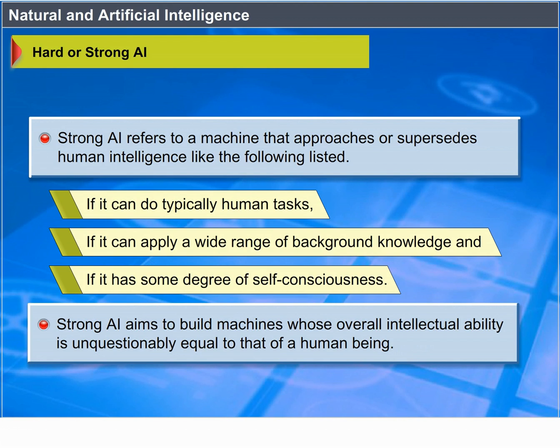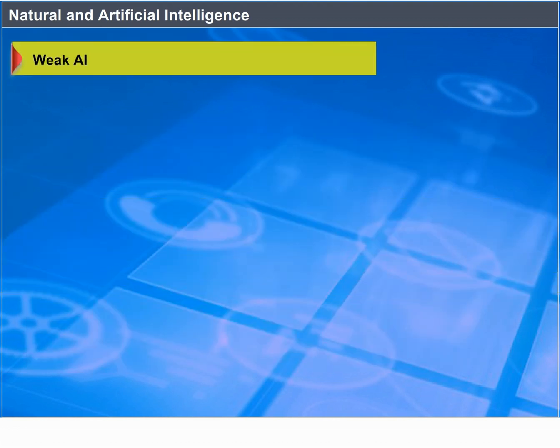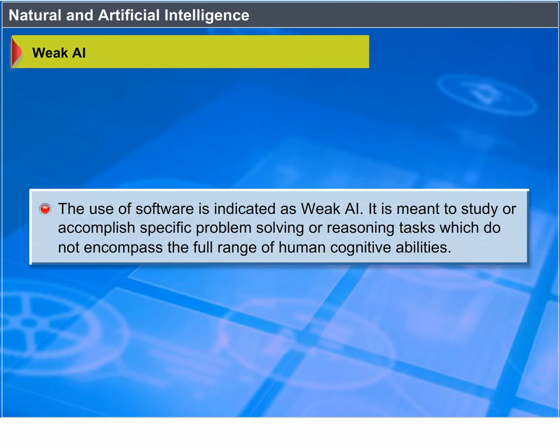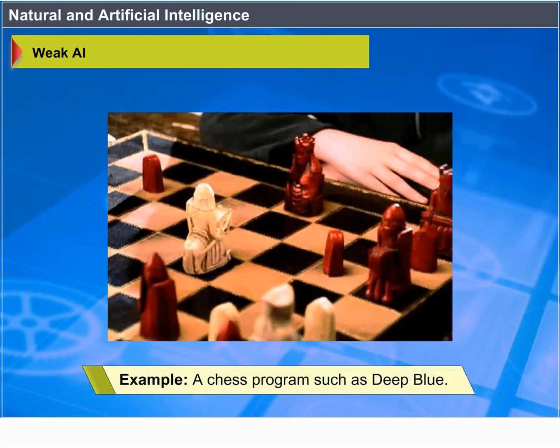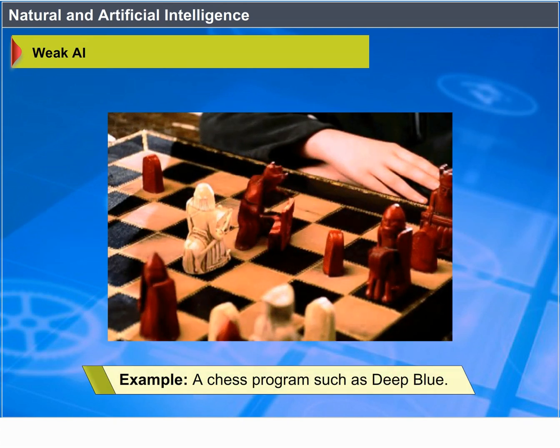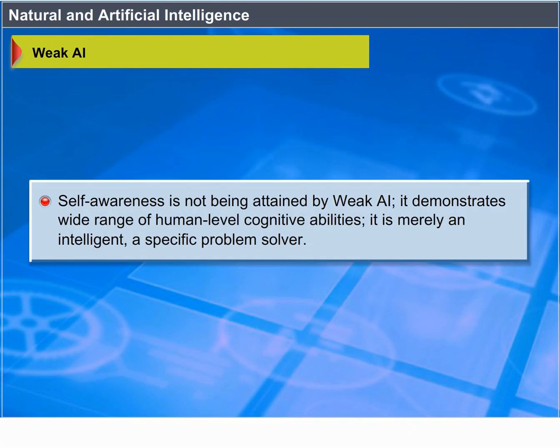Weak AI. The use of software is indicated as weak AI. It is meant to study or accomplish specific problem-solving or reasoning tasks, which do not encompass the full range of human cognitive abilities. Example, a chess program such as Deep Blue. Self-awareness is not being attained by weak AI. It does not demonstrate a wide range of human-level cognitive abilities. It is merely an intelligent, specific problem solver.